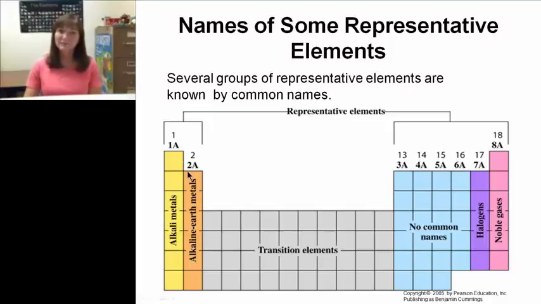The elements in group 2A are the alkaline earth metals. I want you to know that all the elements down here in this gray region are called the transition metals. We don't have any names for these ones that I'm going to make you memorize. The elements in group 7A are the halogens, and in group 8A are the noble gases. Okay, so know those names.